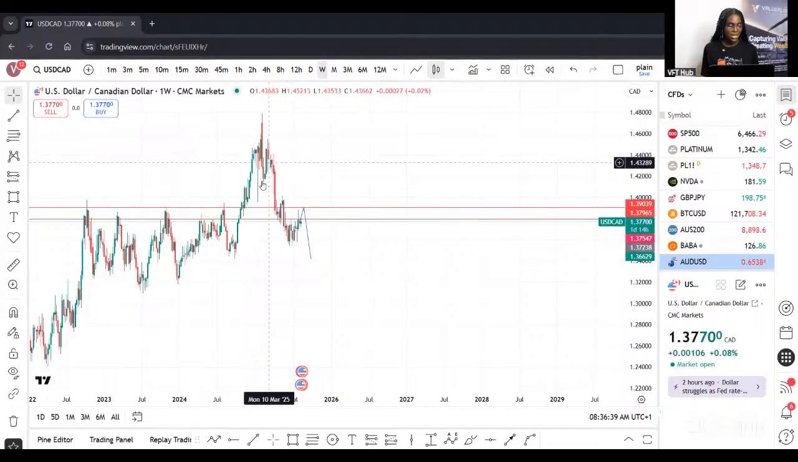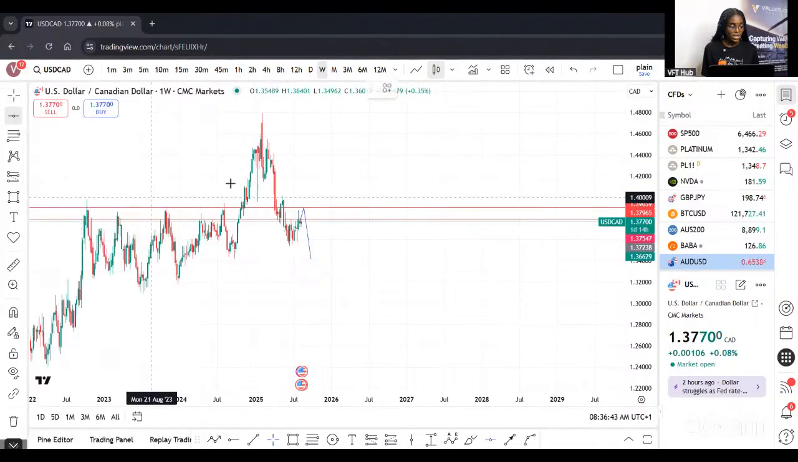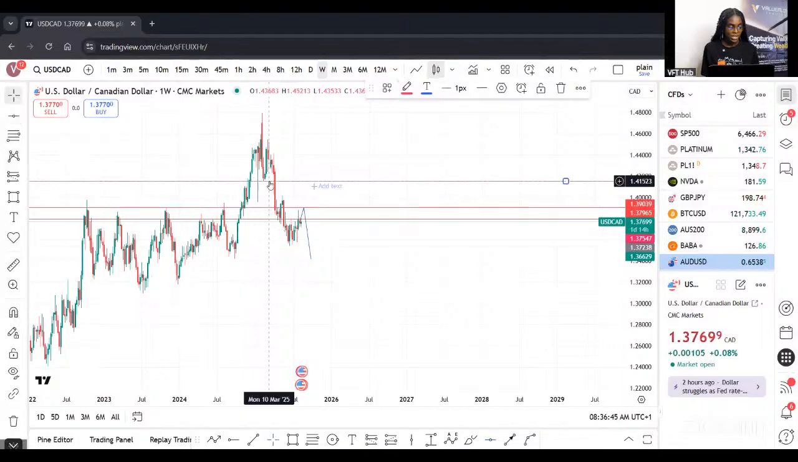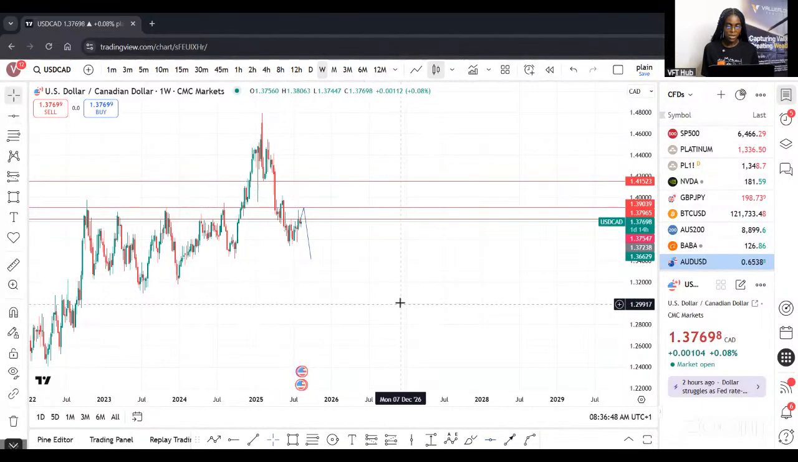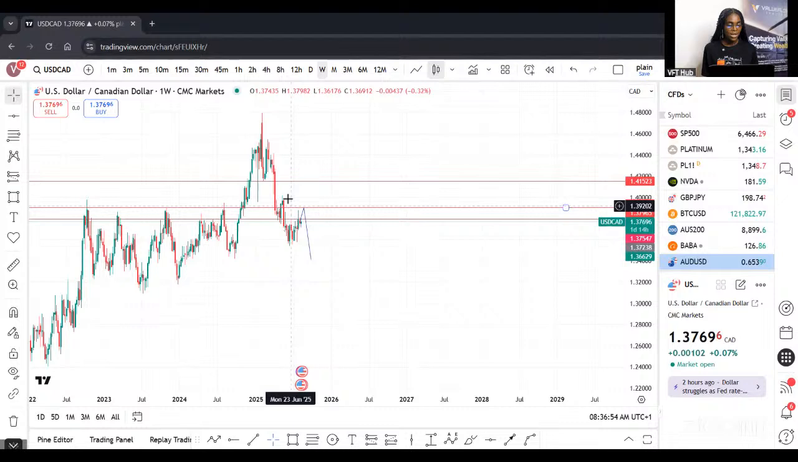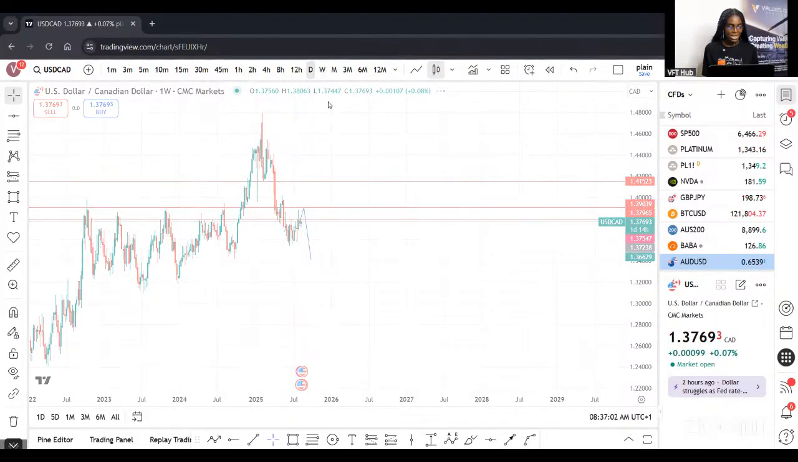But right here, we saw price taking out this low, the low residing at 1.41. I beg your pardon, 1.3523 on the weekly time frame. We're seeing a break of structure, and we're even seeing more push to the downside on the daily time frame.